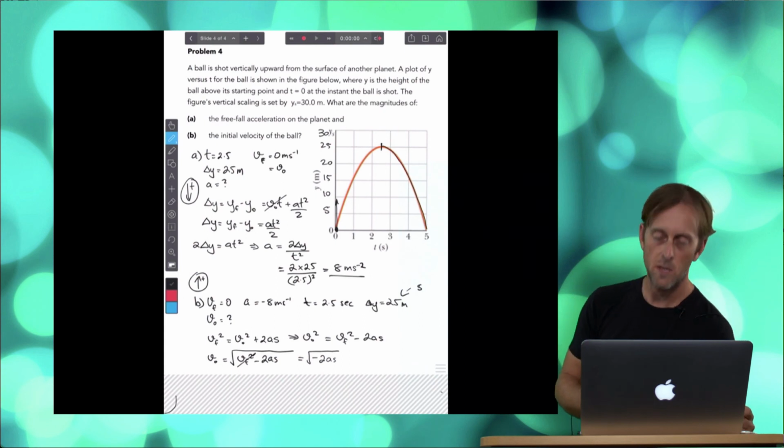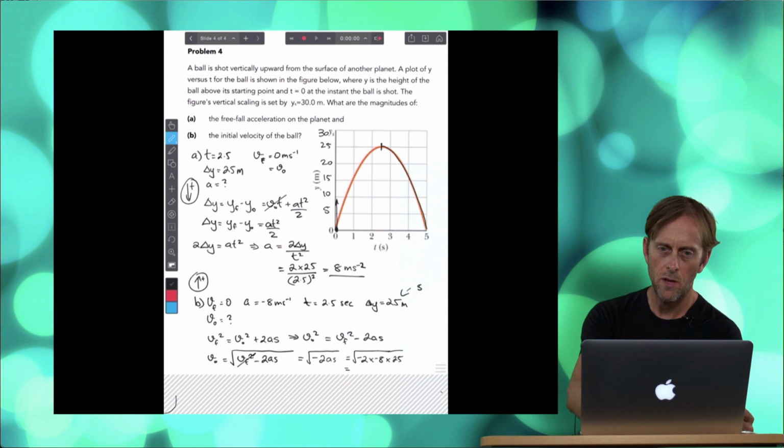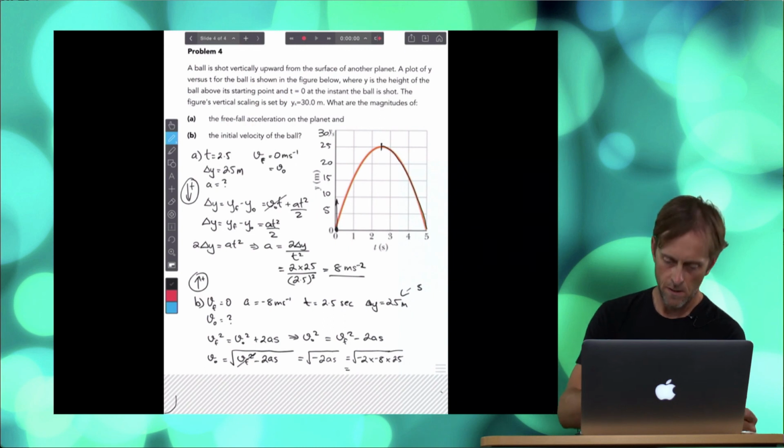which is imperative. Otherwise we get a complex answer, which you'll find out in maths. So if we put in the values that we have, we get negative 2 times negative 8 times the displacement, which is 25 meters, and it's upwards, so it's a positive value. And if I plug all those things in, I should get an answer which is 20 meters per second.